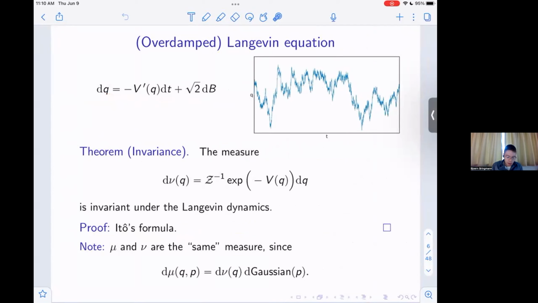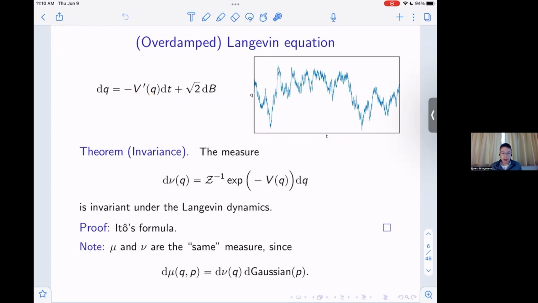So the Itô differential of Q is given by minus V prime of Q dt. This is a drift term plus a stochastic forcing, which comes in the form of square root of 2 times the derivative of a Brownian motion, right? And for those of you that don't work with SDEs very often, here's also a picture of what a solution to this may look like. Locally, it looks very much like Brownian motion, but the global behavior is a bit different because we have this additional drift term right here.